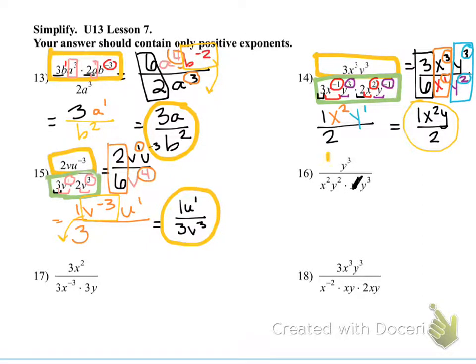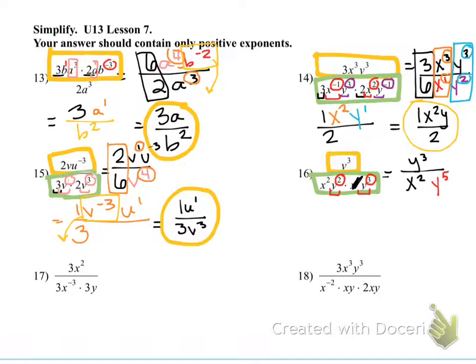Let's see if we can simplify my numerator. Nope, it's going to stay the same. So I'm going to keep that as y cubed on the top. Now let's go ahead and simplify our denominator. I've got an x squared, no other x's, so let's bring that x squared over. And then let's take a look at my y's. I've got a y squared and a y cubed. So 2 plus 3 gets me y to the 5th.